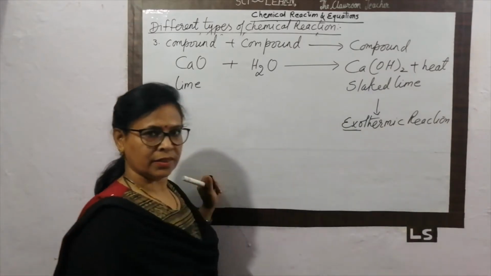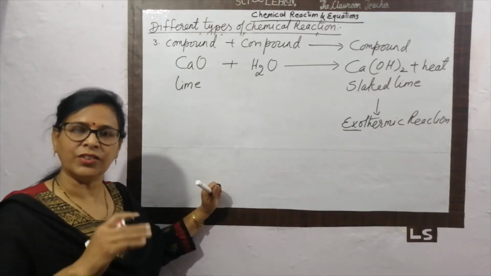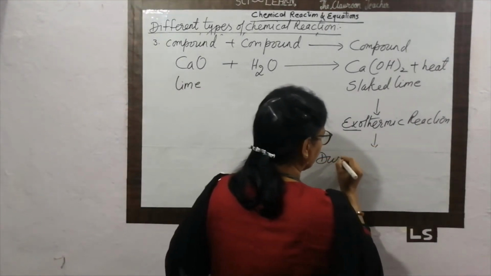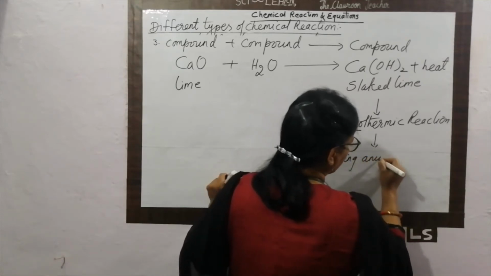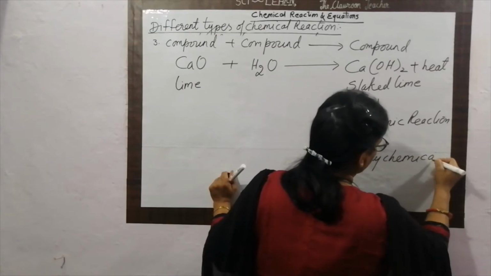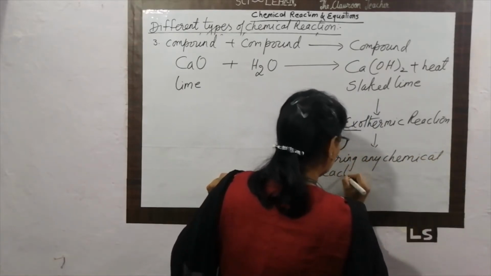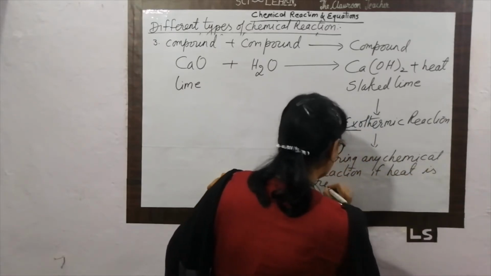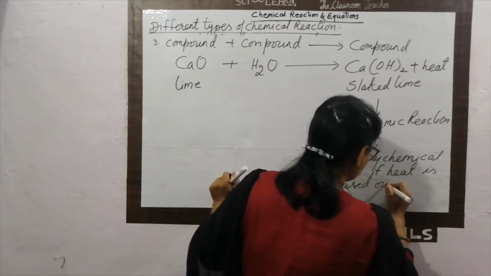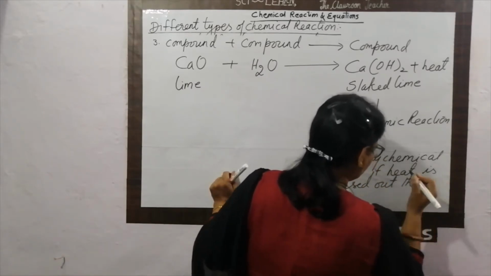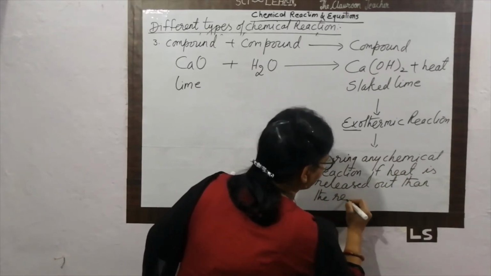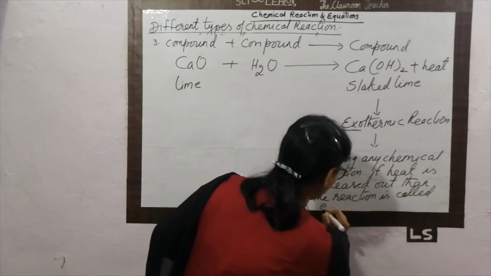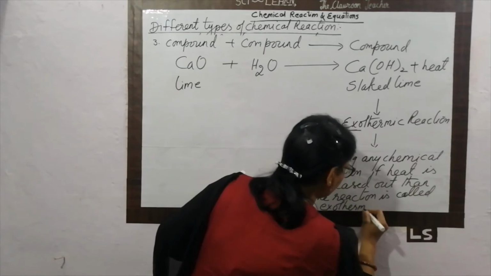Exo means out. Thermo means heat. The reaction in which heat goes out during any chemical reaction. During any chemical reaction, if heat is released out, then the reaction is called an exothermic reaction. Exothermic reaction.